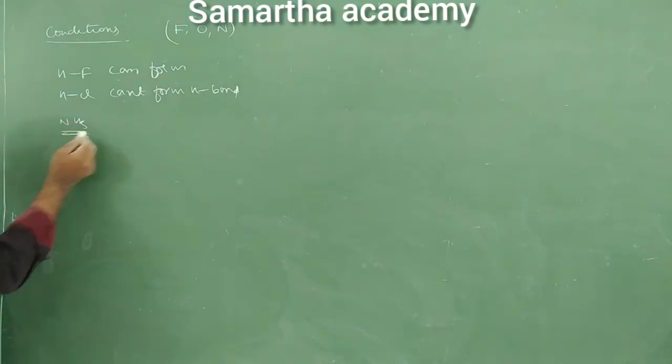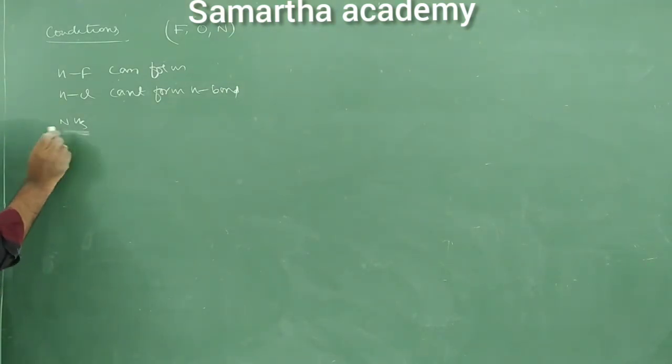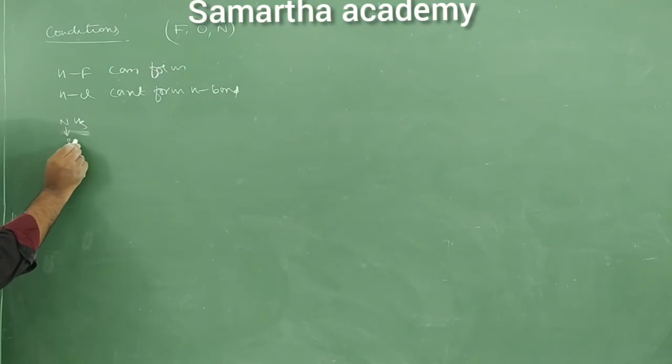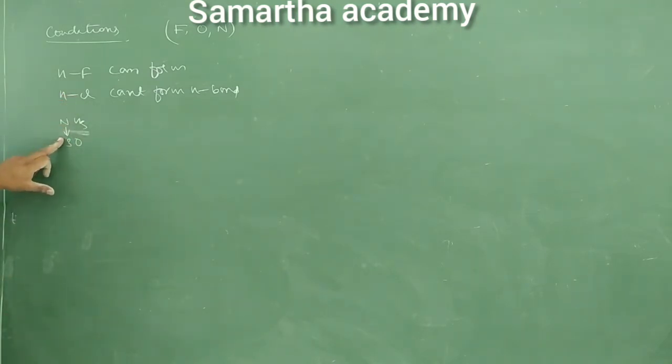See, even one more example. Ammonia can form hydrogen bond, right? So in ammonia, the electronegativity of nitrogen is 3. It means the electronegativity of chlorine is equal to that of nitrogen. Then nitrogen can form hydrogen bond, whereas chlorine cannot. Why? So here there are two criteria. The first criterion is electronegativity, which should be high. At the same time, the size should be small.